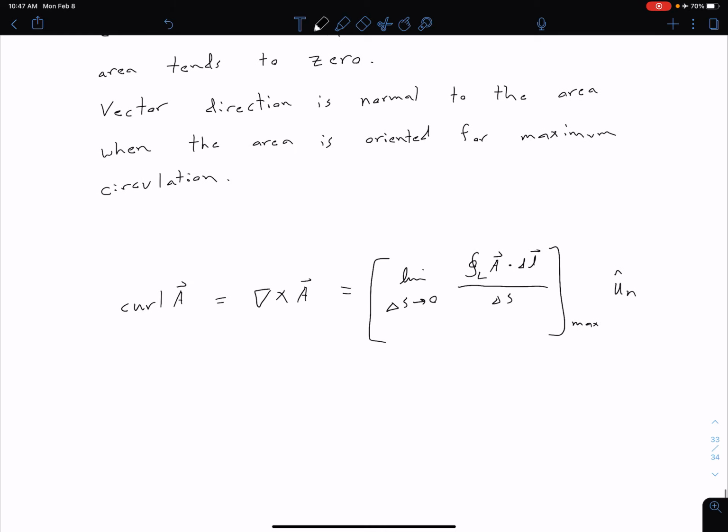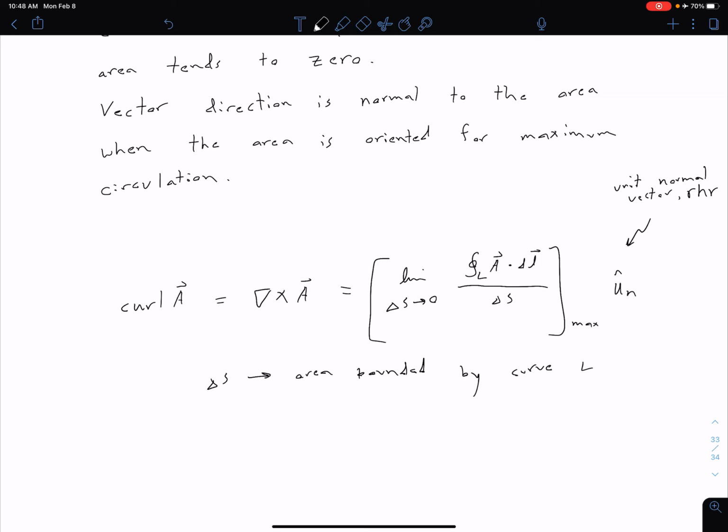And so a couple of things to qualify here: this delta S is the bound area, so our area bounded by L. So area bounded by our curve, our line, our contour, L. And this u sub n, of course, over here is our unit normal vector. And we can determine the direction using our right-hand rule. So I've abbreviated that RHR. And so we'll talk about how to do that here in a second.